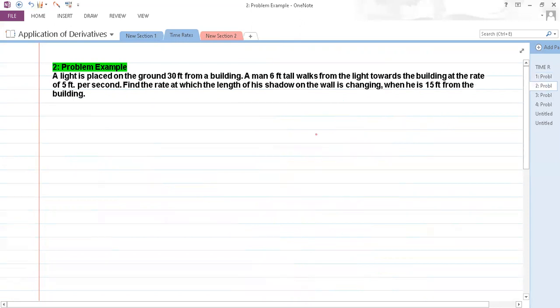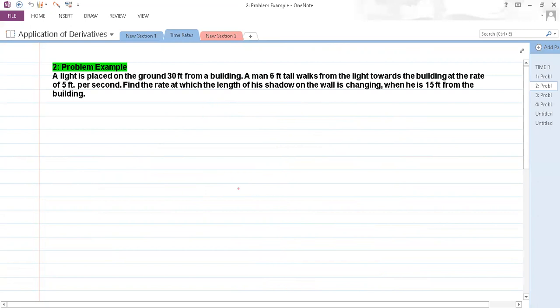Okay, so let's proceed to our next problem. So a light is placed on the ground 30 feet from a building. Okay, a man 6 feet tall walks from the light towards the building at a rate of 5 feet per second. We have to find the rate at which the length of his shadow on the wall is changing when he is 15 feet from the building.